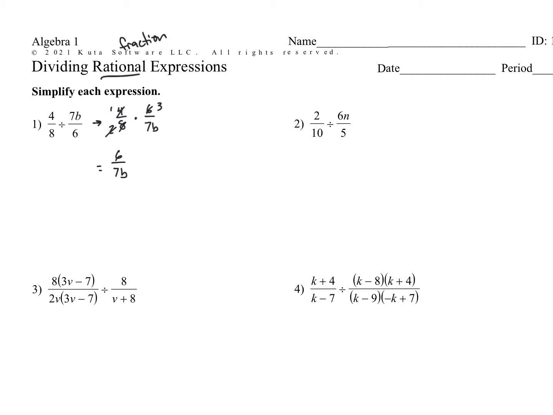All right, let's go to the next one. I'm going to rewrite 2 over 10 times 5 over 6n. Okay, I'm going to simplify across first. So the 5 and the 10, this is going to be a 1. This will be a 2. My 2 over 2 is going to simplify and just be the 1, which means my final answer is 1 over 6n.